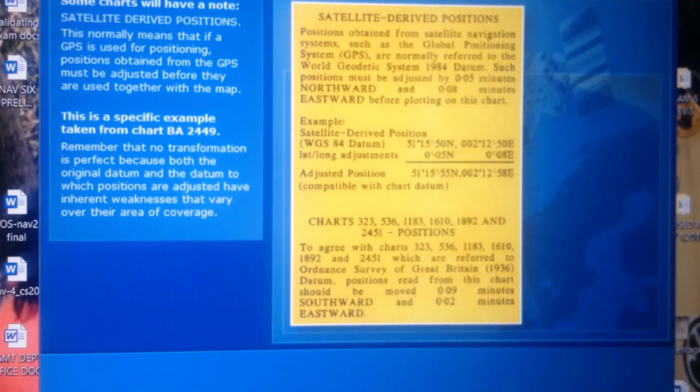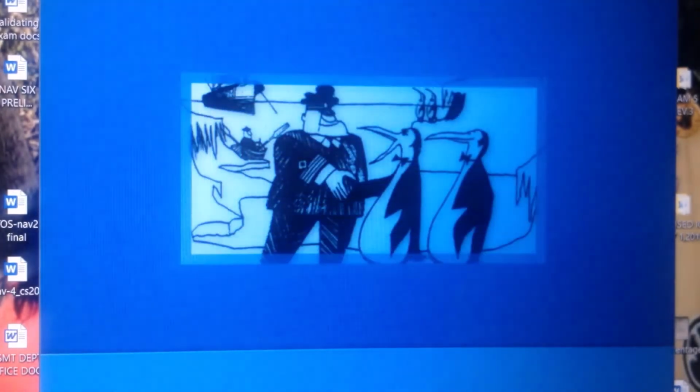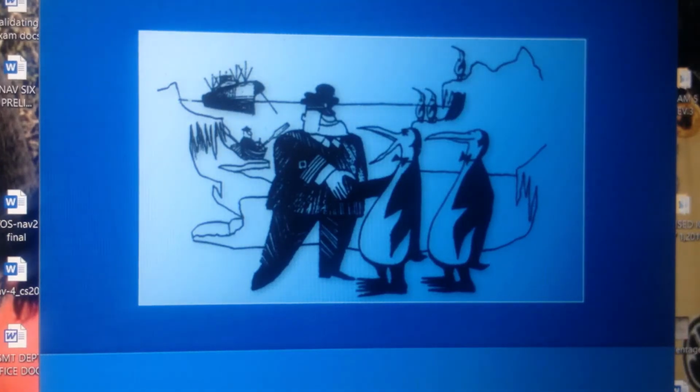Remember that no transformation is perfect, because both the original datum and the datum to which positions are adjusted have inherent weaknesses that vary over their area of coverage. The parameters used within GPS receivers for the transformations from one datum to another are likely to be mean values for the whole area. Their application, particularly in the extremities of the area, of an inaccurately defined datum, could introduce errors of hundreds of meters.